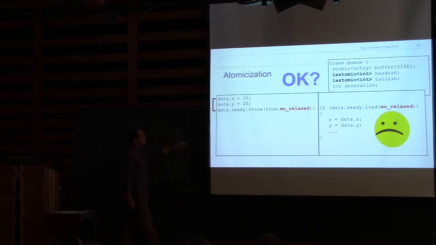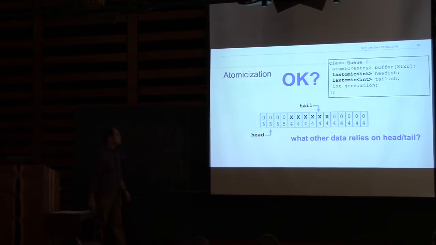So what if that was acquire? What acquire does is say there's a relationship here between the data and the flag, and that's what release does. And sequential consistency does it even stronger. It's easier to think about.